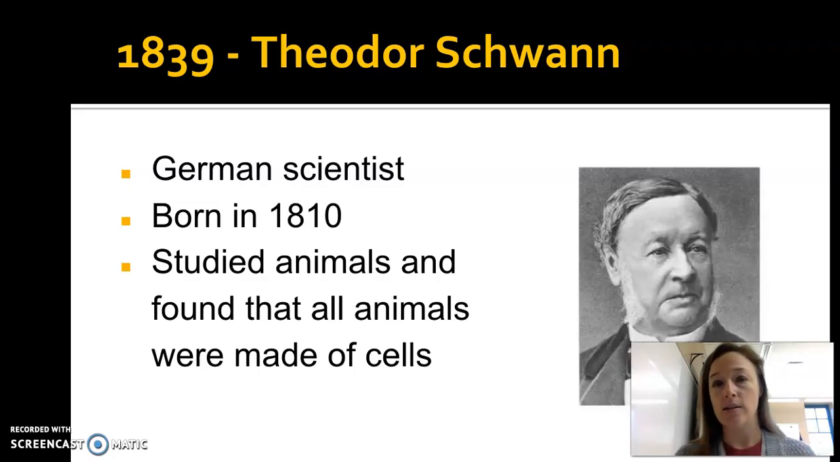Around that same time, Theodor Schwann, who was a zoologist, he studied animals, and he said the same thing. Say, hey, Schleiden, good job. Yeah, plants are made of cells, but guess what? So are animals. And so they started to realize that every living thing was made of cells.